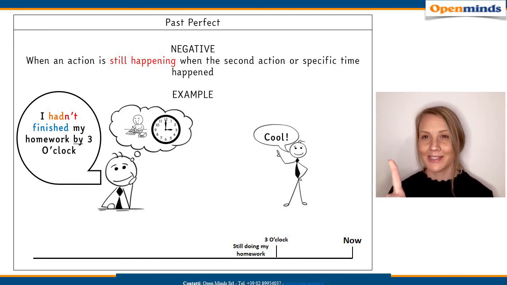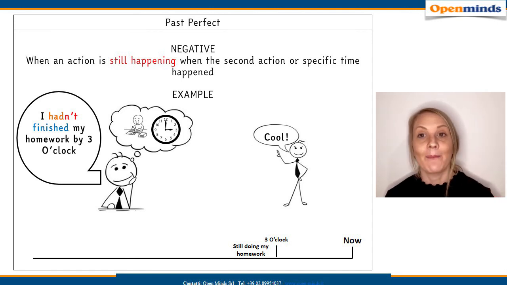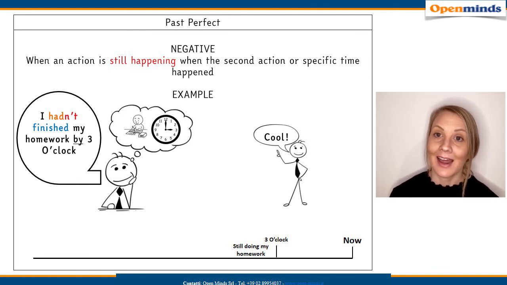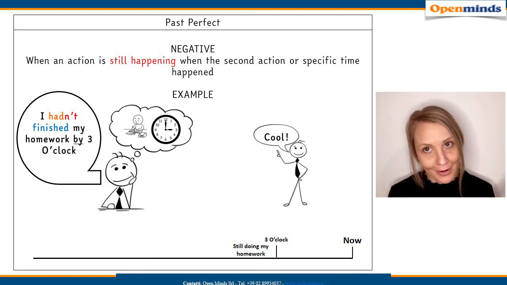Let's look at one more example. And this example is with the time. I hadn't finished my homework by 3 o'clock, which tells us that at 3 o'clock, I was still doing my homework. So I hadn't finished my homework by 3 o'clock.